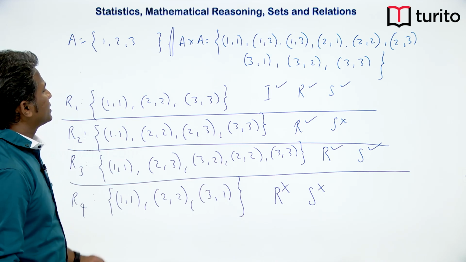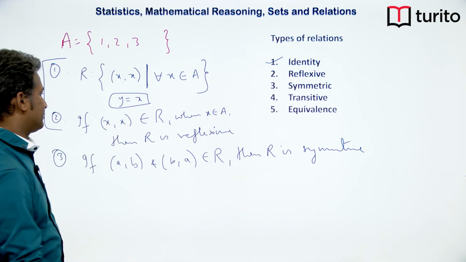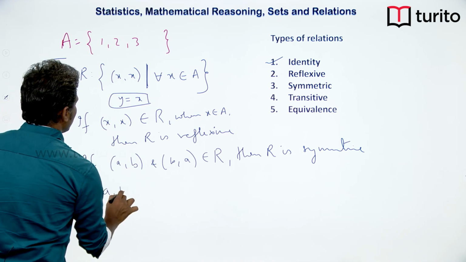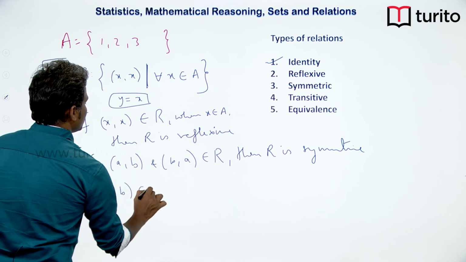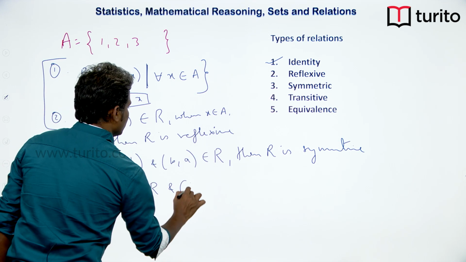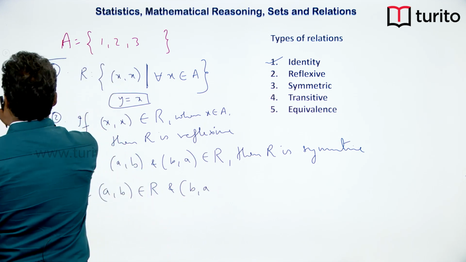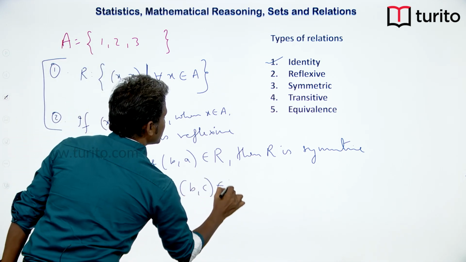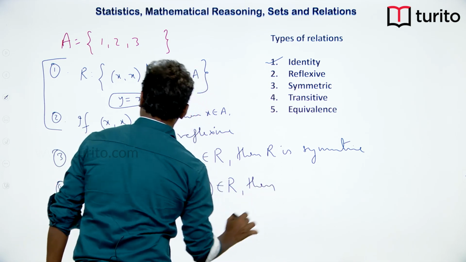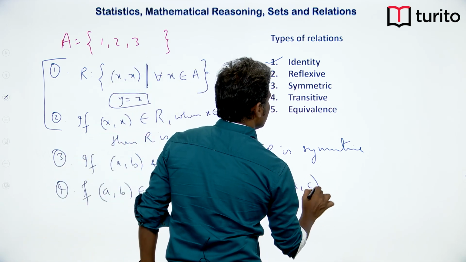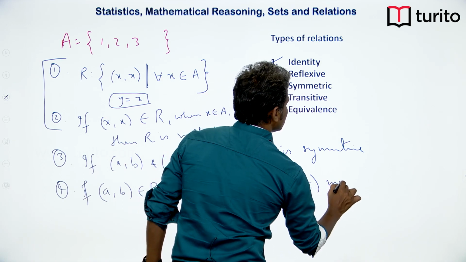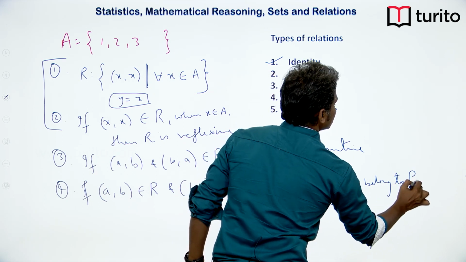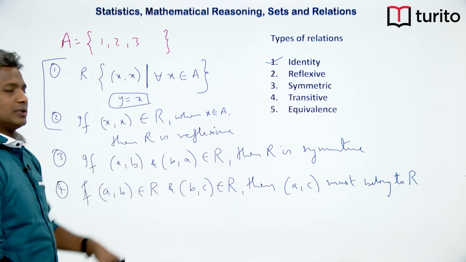Now, let us look at the next case, the transitive relation. You know this relation. If A comma B belongs to R and B comma C belongs to R, then A comma C must belong to R. This is the rule, must belong. This is the condition for the fourth property, which is transitive.